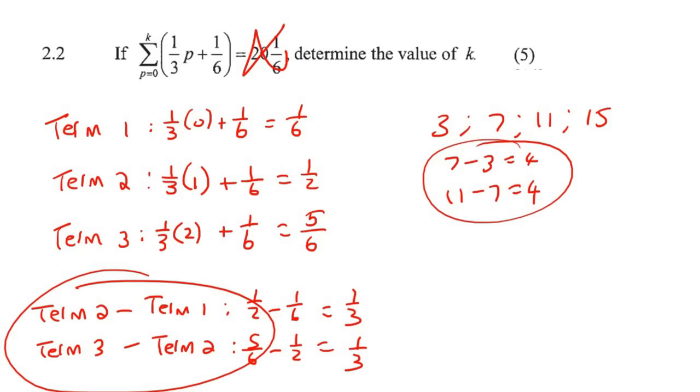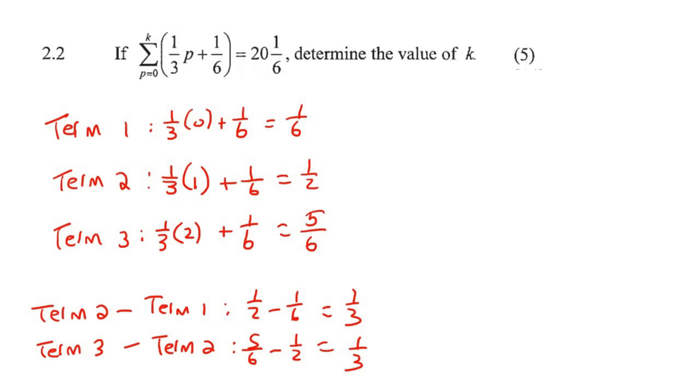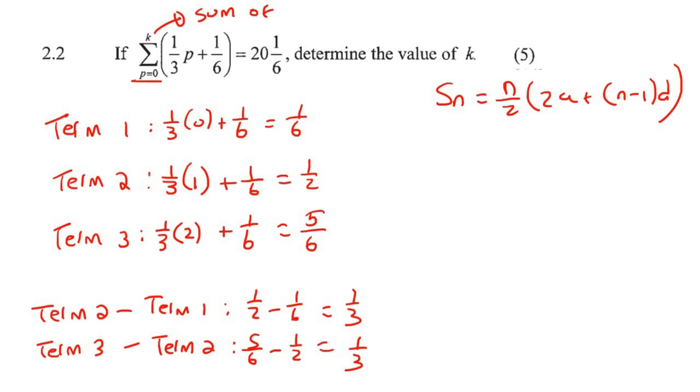Now, what we need to understand, forget about that number still. This thing here, it means the sum of. So I'm going to go get my sum of formula. Should I get an arithmetic one, or should I get a geometric? Or do you just feel like choosing anyone? Well, it's going to be arithmetic, because we found out that it's an arithmetic pattern. So that's going to be n over 2, 2a plus n minus 1 times d. Now, we know that they said the sum of all of this stuff is equal to that. So we're going to put that over here, 20 and 1 over 6.